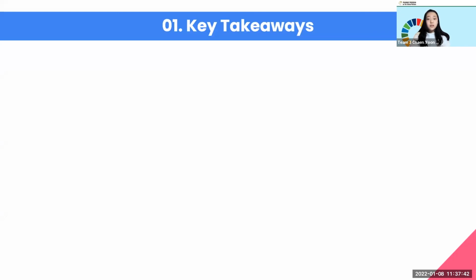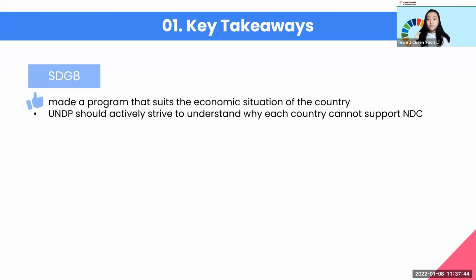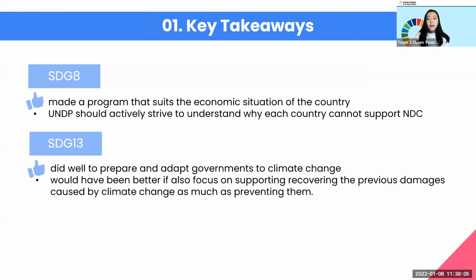What UNDP did well in SDG 8 is that UNDP made a program that suits the economic situation of the country. It was of great help to the economy by implementing programs suitable for economic conditions. It is good to do an NDC support program, but the UNDP should actively strive to understand why each country cannot support NDC. In SDG 13, the UNDP has done well to prepare and adapt governments to climate change, but it would have been better if the UNDP could also focus on supporting and recovering the previous damage caused by climate change as much as preventing them.